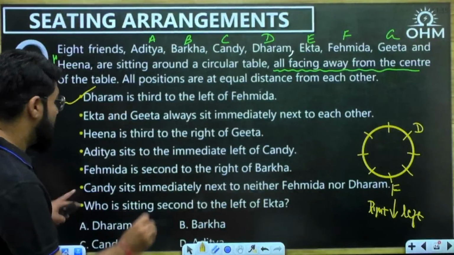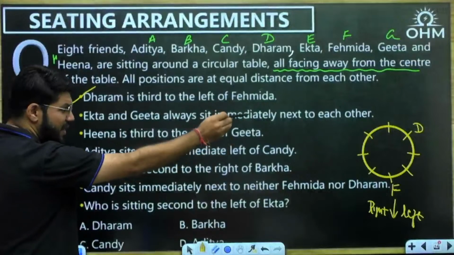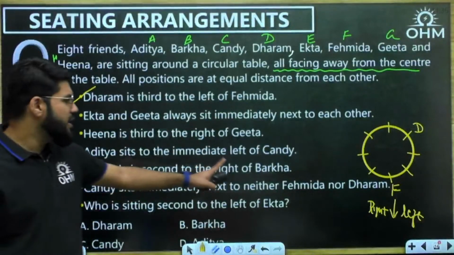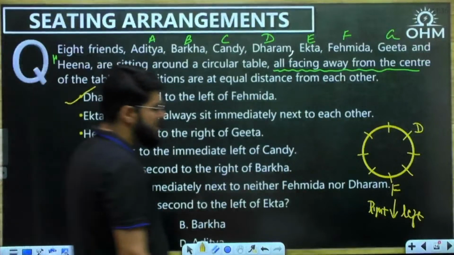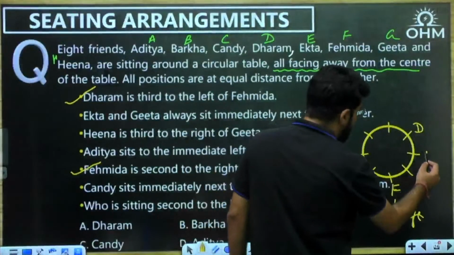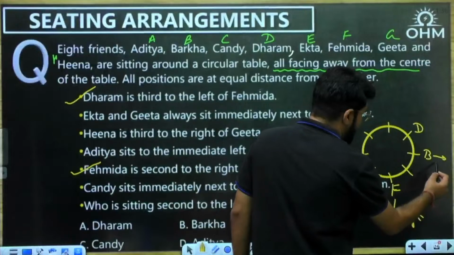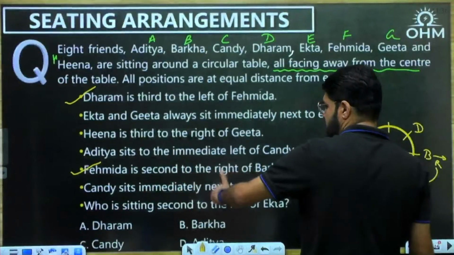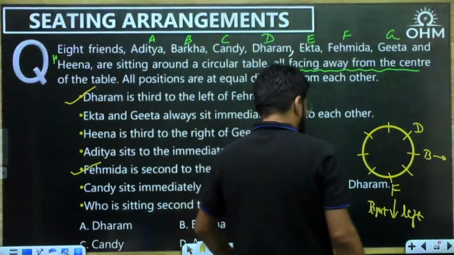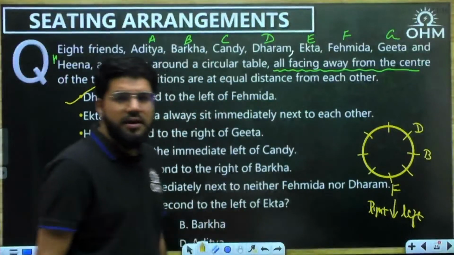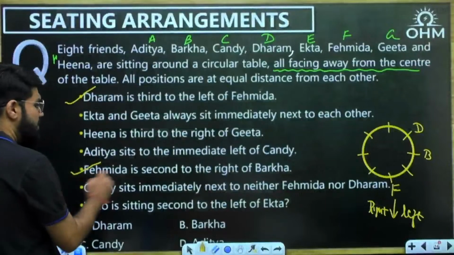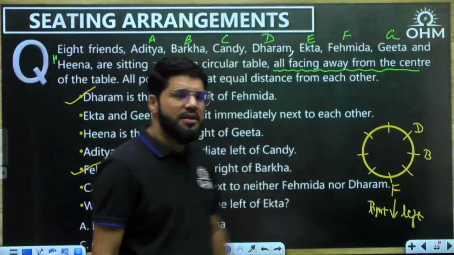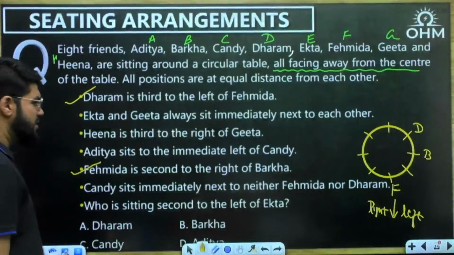Now, because Fahimda and Dharam are placed, it's better to use the statements around them. Fahimda is second to the right of Barkha. So this is Barkha on this side, the right side, and second to the right should be Fahimda. So we have Barkha also. Always use the statements with respect to the persons who are already placed. Now B is also placed.